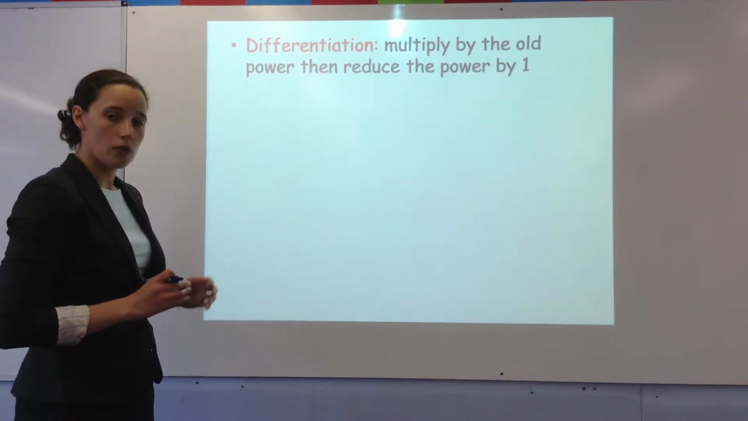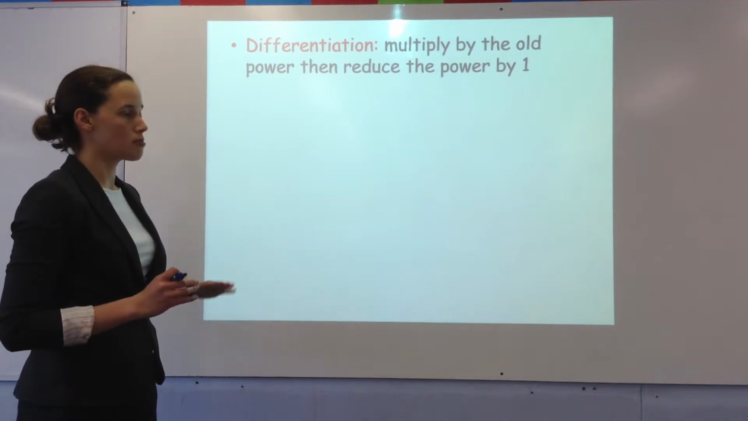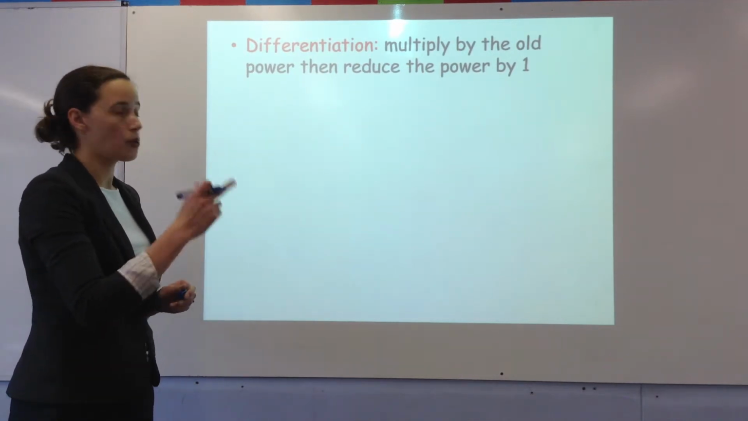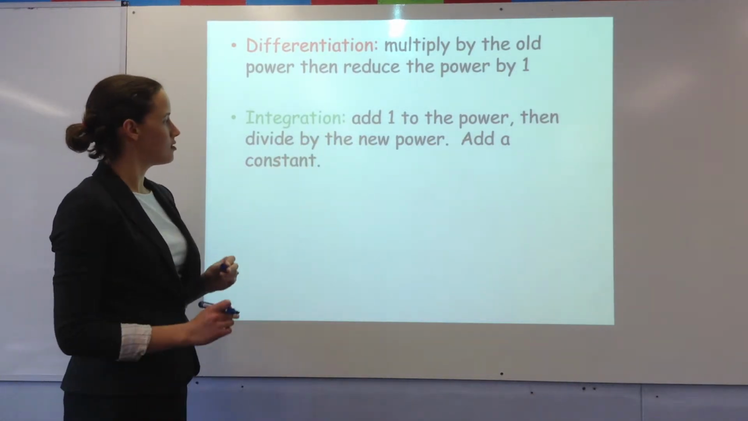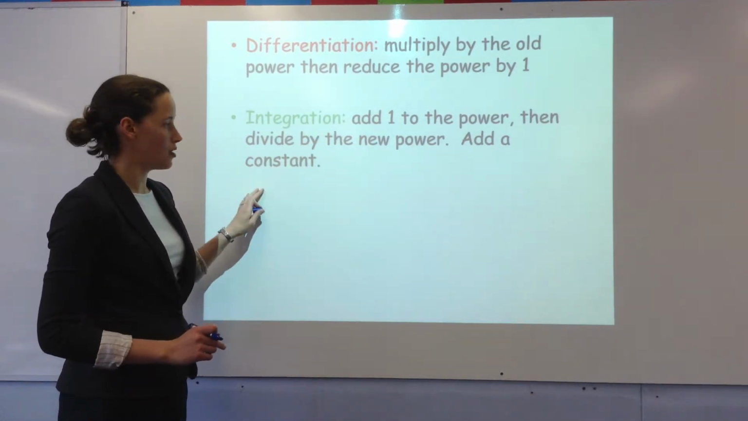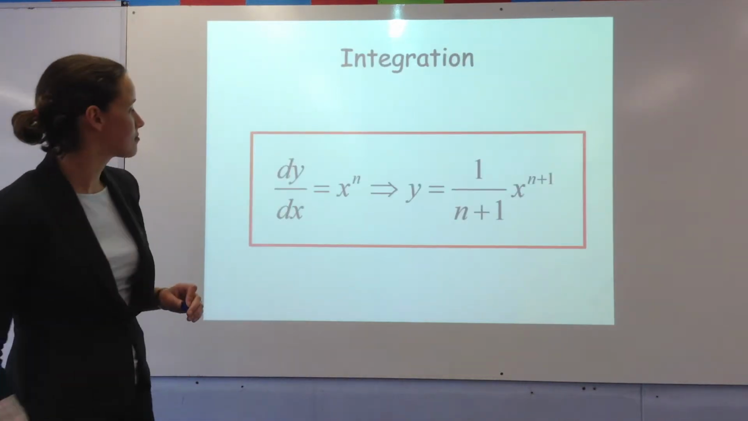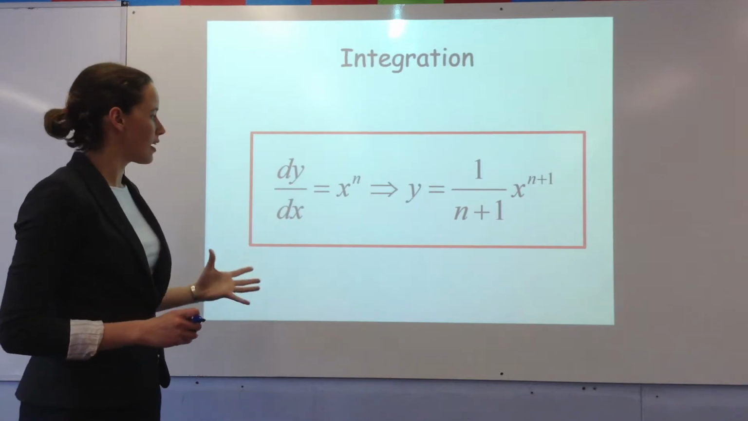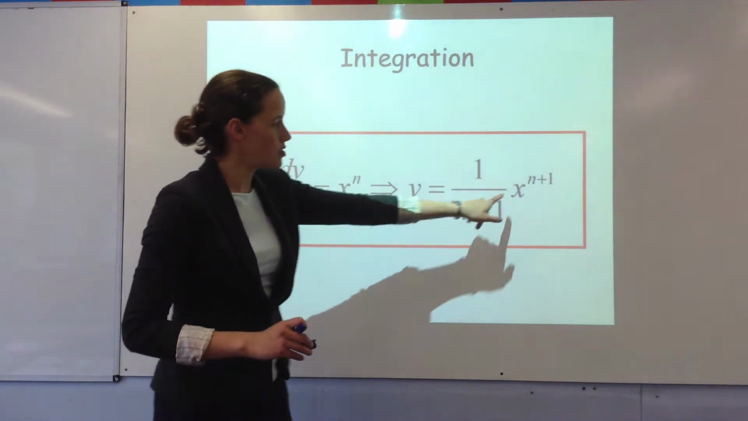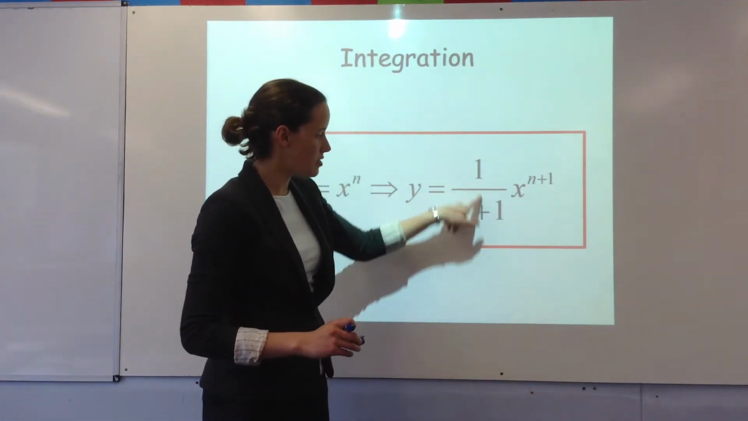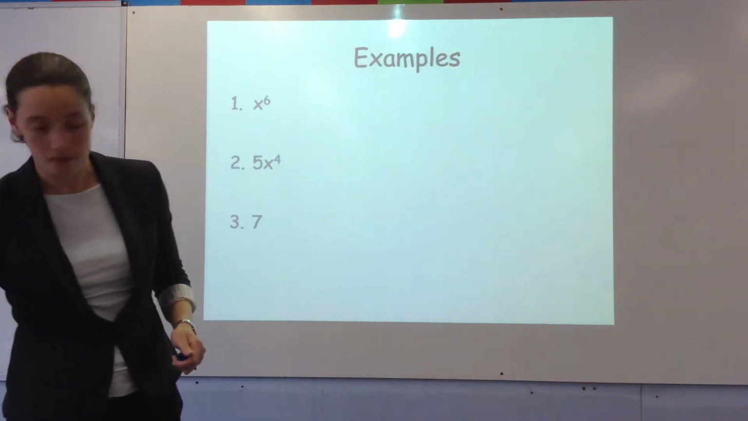So, we need to do the opposite thing. Differentiation, we multiply by the old power and then reduce the power by 1. So we're going to go backwards through that. Integration, we add 1 to the power and then divide it by the new power. And always remember to add a constant. Okay, so if we look at it algebraically, if dy by dx is equal to x to the power of n, we add 1 to the power and then we divide by the new power. Okay, let's do some examples.